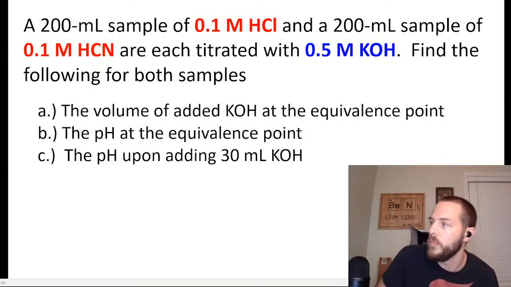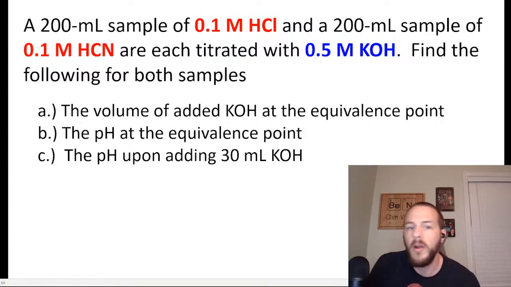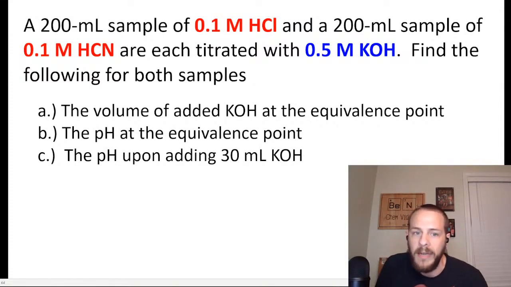Okay, so this one says a 200 milliliter sample of 0.1 molar HCl and a 200 milliliter sample of 0.1 molar HCN are each titrated with 0.5 molar potassium hydroxide, KOH. And it says to find the following for both samples. A, the volume of added KOH at the equivalence point. B, the pH at the equivalence point. And C, the pH upon adding 30 milliliters of potassium hydroxide.